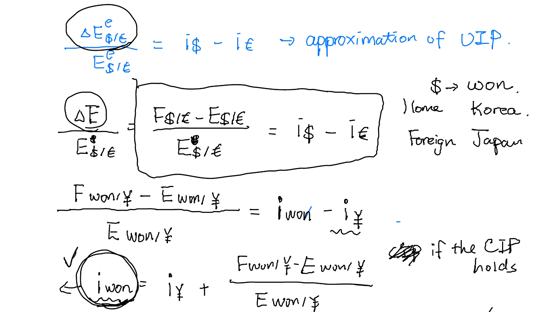If you take a look at the question, do we have the information of the deposit rate in Japan? Which we did, right? So this is equal to 3.75%. We have the forward exchange rate here.